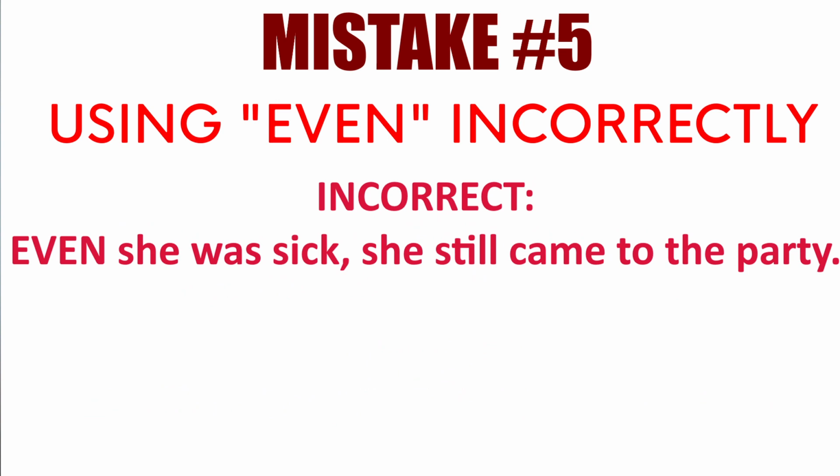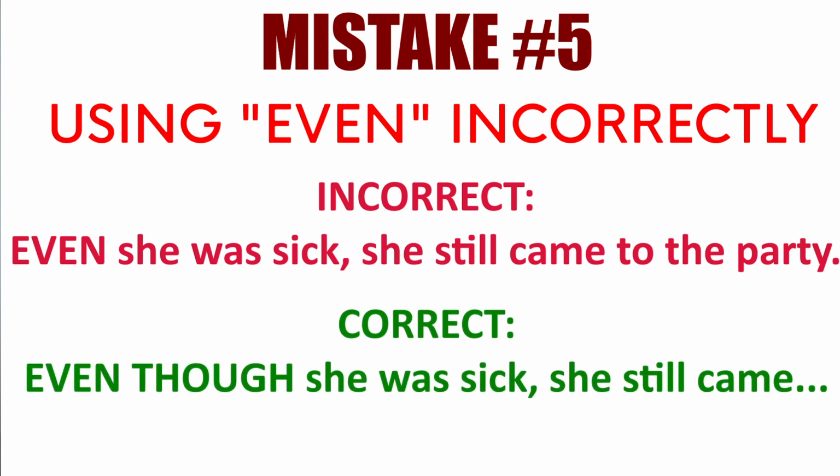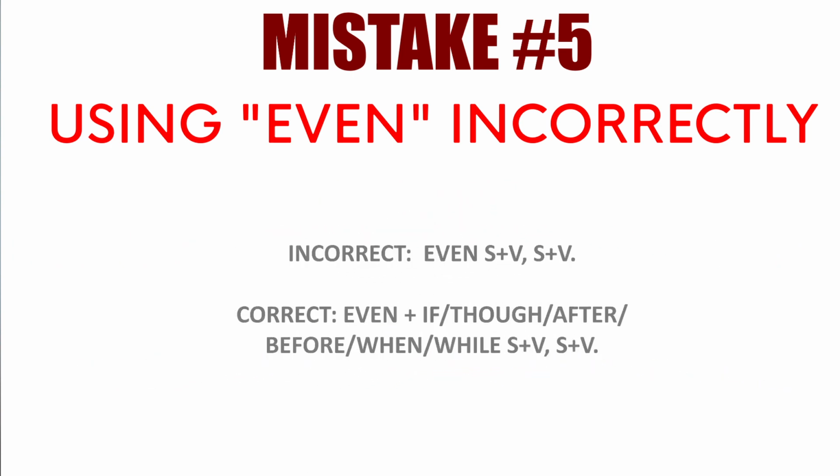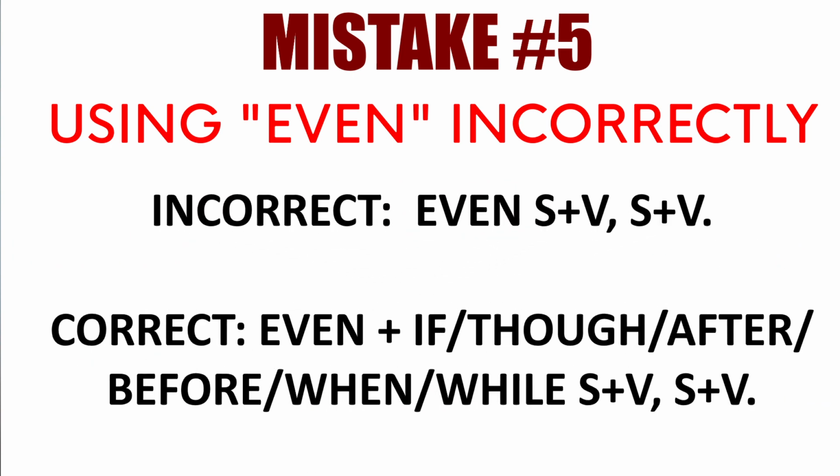One more example. Even she was sick, she still came to the party. It's missing something. Even though she was sick, she still came to the party. So it is wrong to use even subject verb, comma, subject verb. You need even though, when, before, after, if, while, subject verb, subject verb.